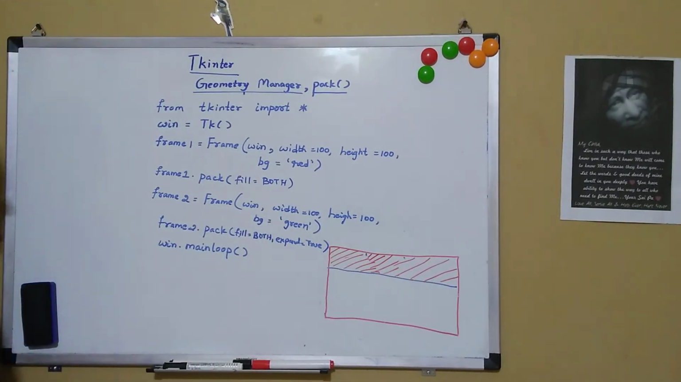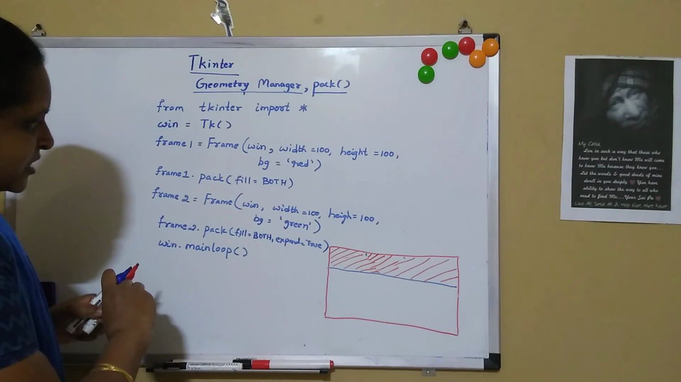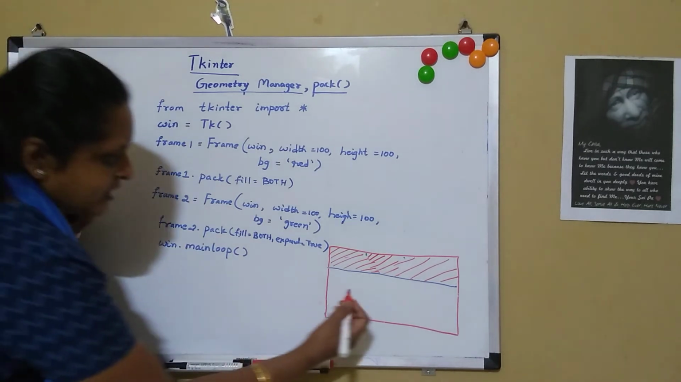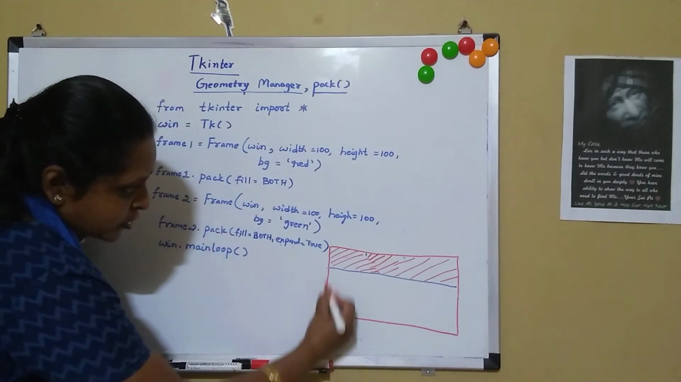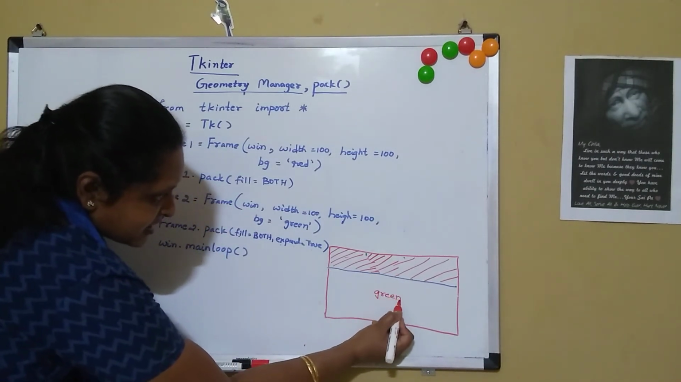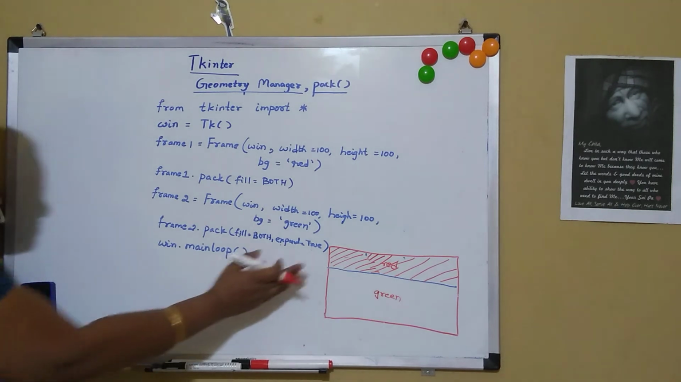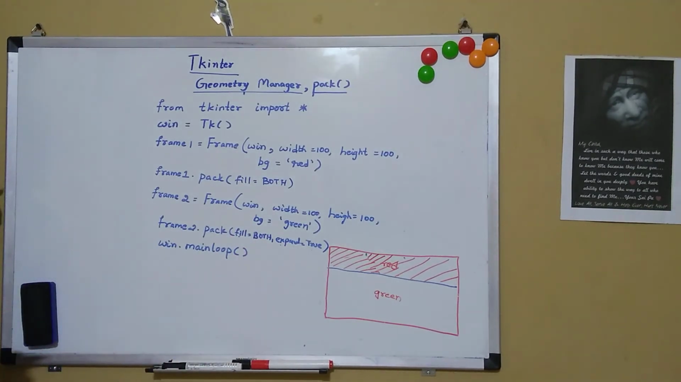And now my pack for frame 2 will also have fill equal to both. So it will fill both vertically and horizontally. And since I'm giving expand equal to true, the whole frame it will occupy and it will be of the color green. So this is of the color red and this is of the color green. So it will expand to the whole frame. The green frame will be created. So this is how, with the help of pack parameters, we can create the widget in the specified order or in the specified position.